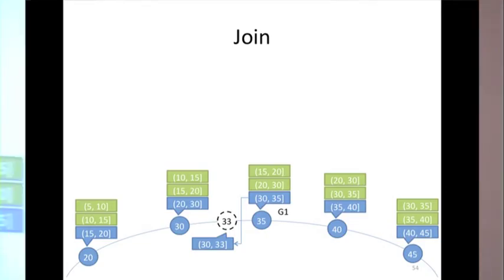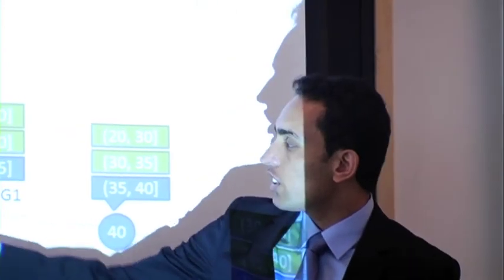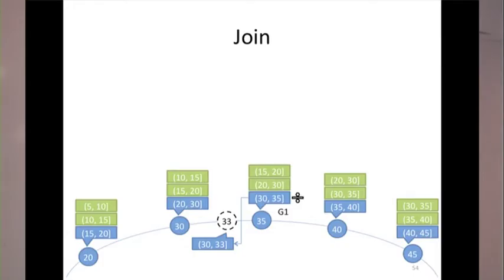Let's see all the changes that have to be made. The first group that needs to be changed is group 30 to 35, which was stored here, here, and here. Now this new node is responsible for keys from 30 to 33, so these keys should move in here. At the same time, this node should divide its range into two: from 30 to 33, because now it's its responsibility, and from 33 to 35. This node should do the same for 30 to 35.